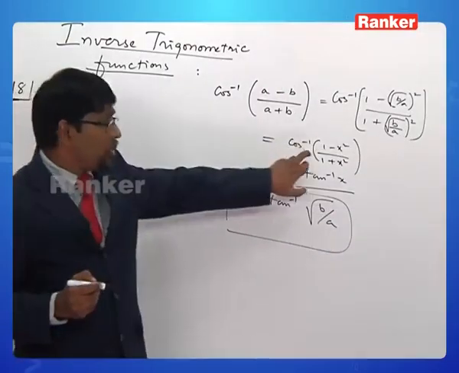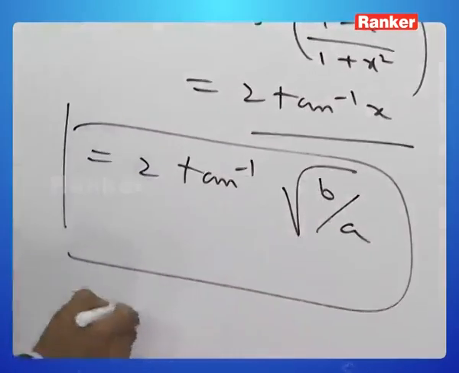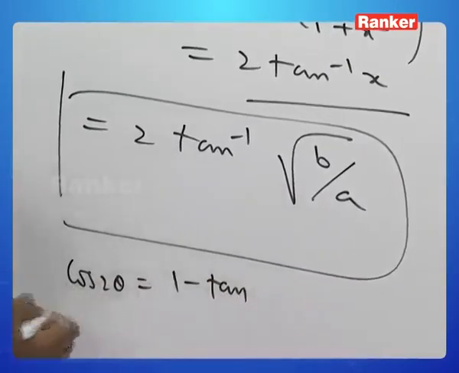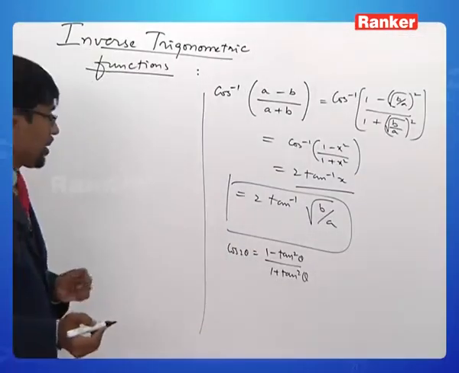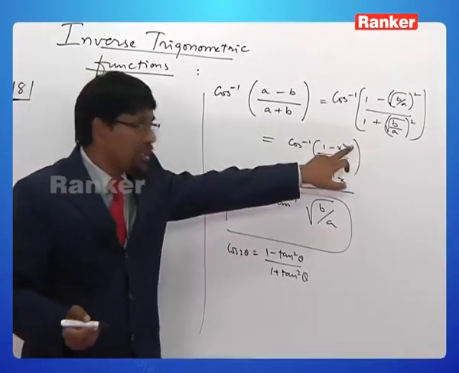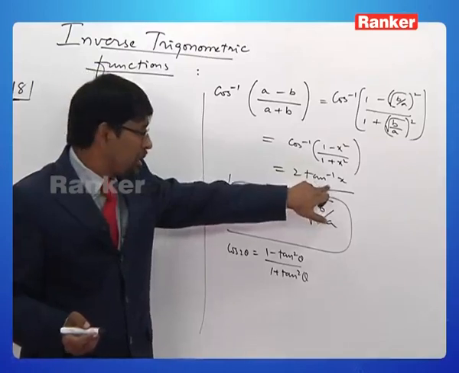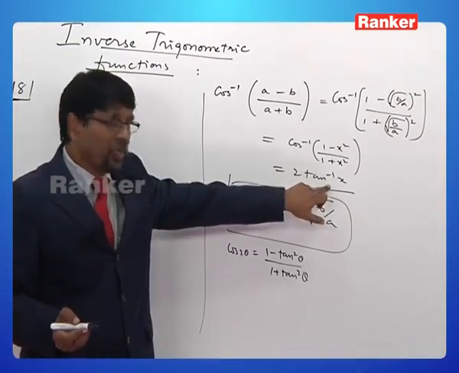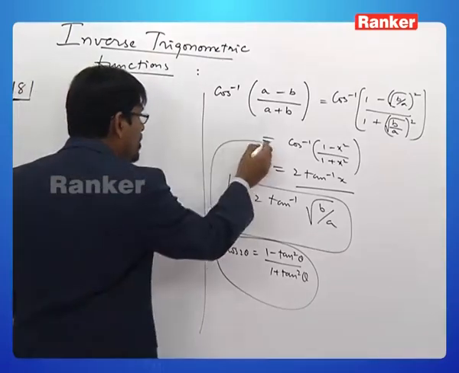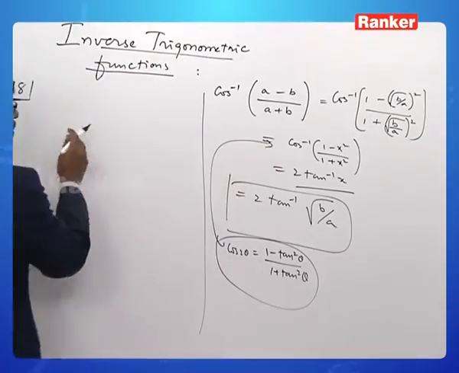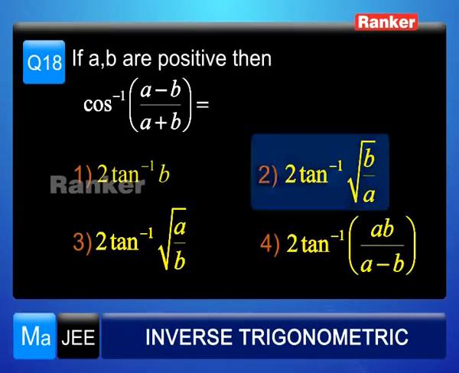Actually, how does this formula come? Let's have a look. Cos 2 theta is equal to 1 minus tan squared theta by 1 plus tan square theta. We know this formula. So, if I put x equal to tan theta here, I will get cos inverse of cos 2 theta. That will come out to be 2 theta, and the theta can be replaced by tan inverse x. So that's what it has come from. So we are actually using this formula, and therefore we have 2 tan inverse x, that is 2 tan inverse of root b by a. Option 2 is the right answer.